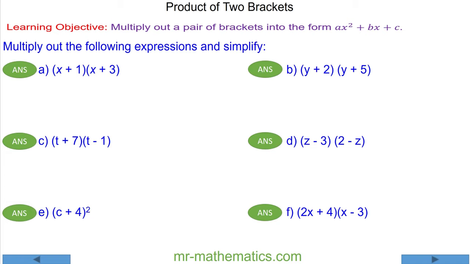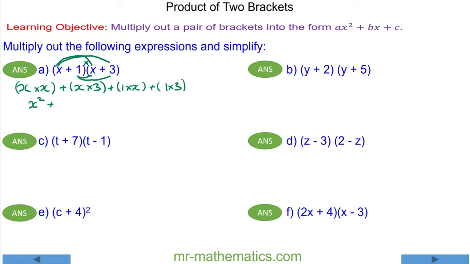Hello. In this lesson, we're going to multiply out a pair of brackets into the form of ax squared plus bx plus c. So we're going to multiply every term in one bracket by every term in the other bracket. We begin with x multiplied by x plus x multiplied by the 3 plus the 1 multiplied by the x. And then the 1 multiplied by the 3. So you can see we've covered every permutation.